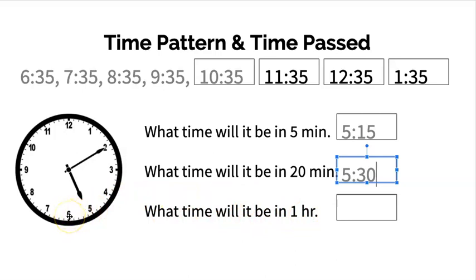5:30. And as we keep going, that would be 6 o'clock. That's 30 minutes. And 30 more minutes would be 6:30.